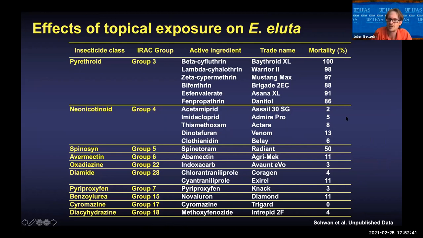So this is the same table, but you can look at percent mortality. The mortality in the non-treated was negligible. And you can see that the pyrethroids killed 86% or more of the sealed flies, whereas the Radiant here killed 50%. But everything else we threw at the flies did not kill more than 13%.